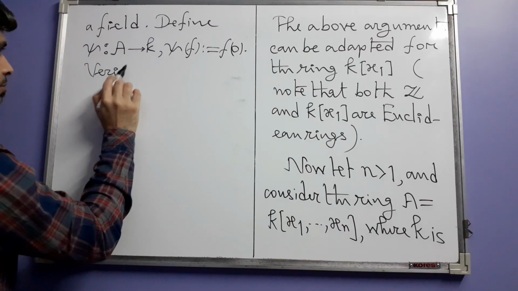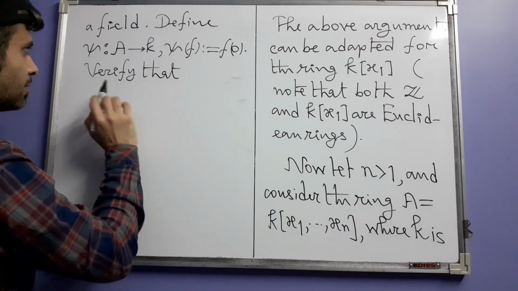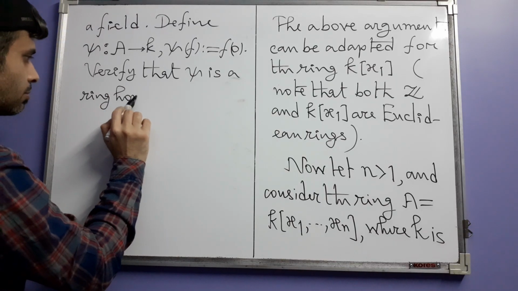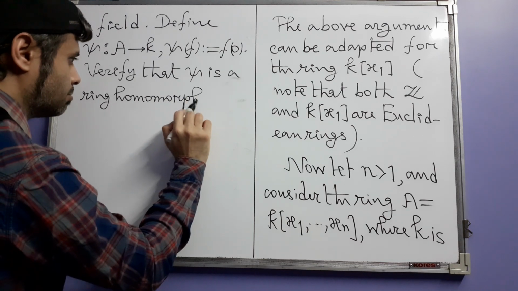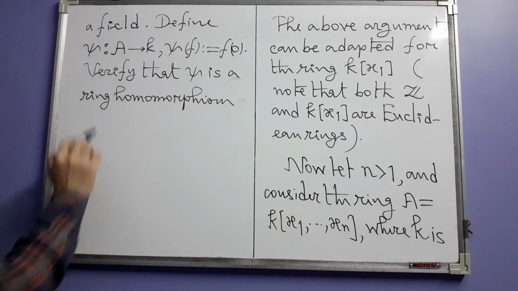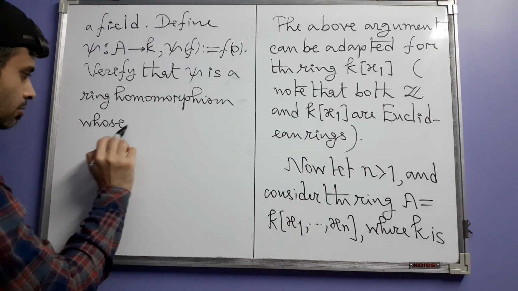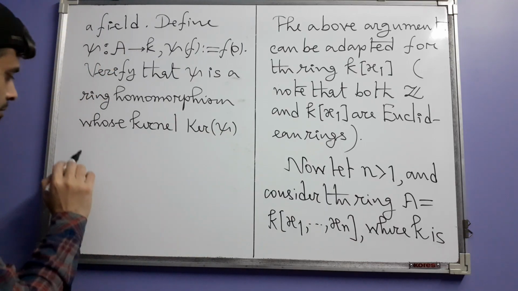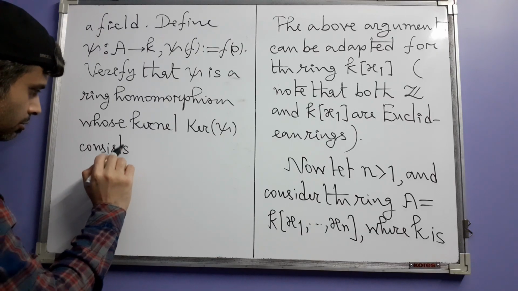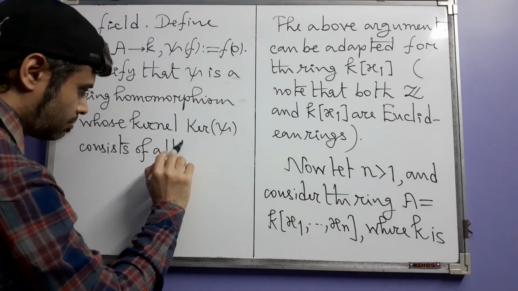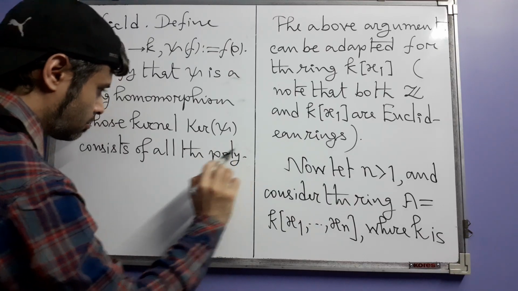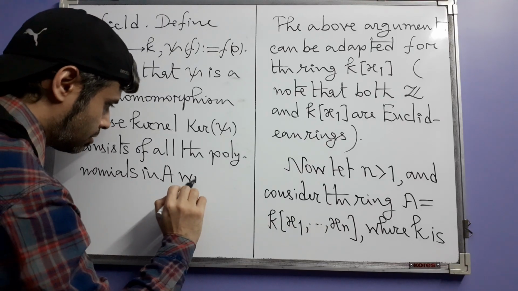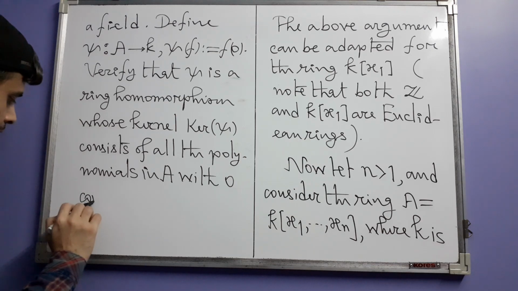Verify that, so this is a task for you. Psi is a ring homomorphism, whose kernel consists of all the polynomials in A with 0 constant term.